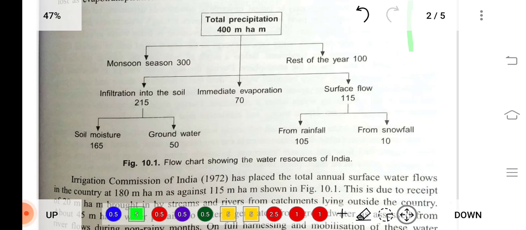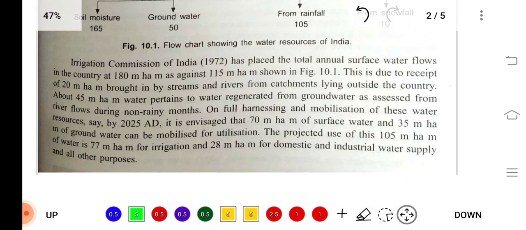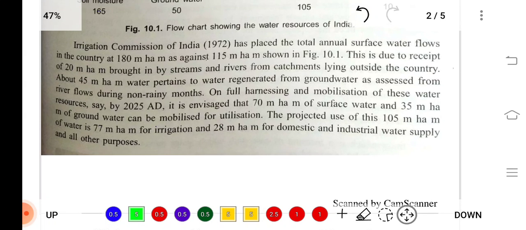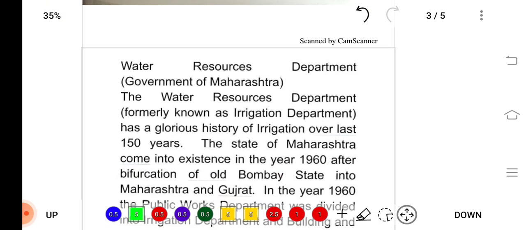But this water is also beneficial for agriculture. Using different resources like tube wells and wells, we can lift this water for agriculture purposes. And we have to discuss the basic criteria, fundamentals, or milestones in that. The Irrigation Commission of India has placed the total surface flow at 180 million hectare meter, though this is one of the nearest amounts, and this is the basic requirement of crops.